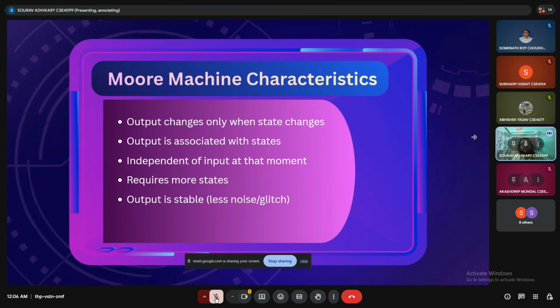Here we can know the characteristics of the Moore machine. Here output changes only when state changes. In a Moore machine, output is associated with states. It is independent of input at that moment. It requires more states than the Mealy machine. Output is stable, with less noise.